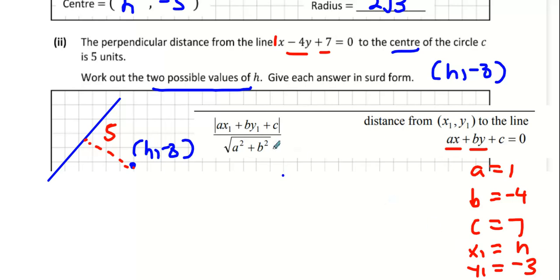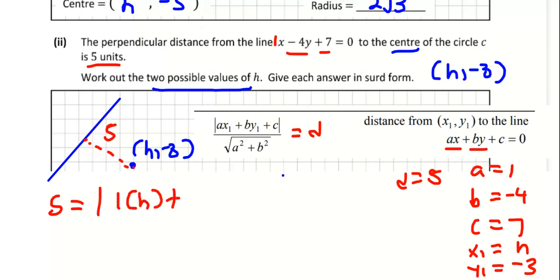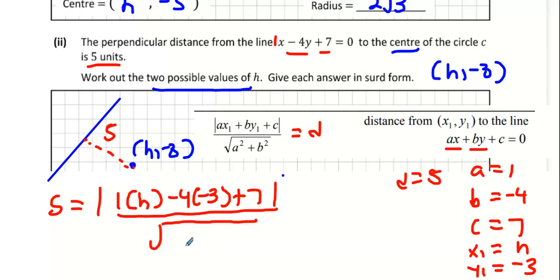All we've got to do is plug in some numbers and let's see what happens. And what's the distance, the d value? It says it's 5 units. So 5 equals a, which is 1, times x1, which is h, plus b, which is minus 4, times minus 3, and then c, which is 7, all over the square root of a squared plus b squared. That is what we call a valid attempt.